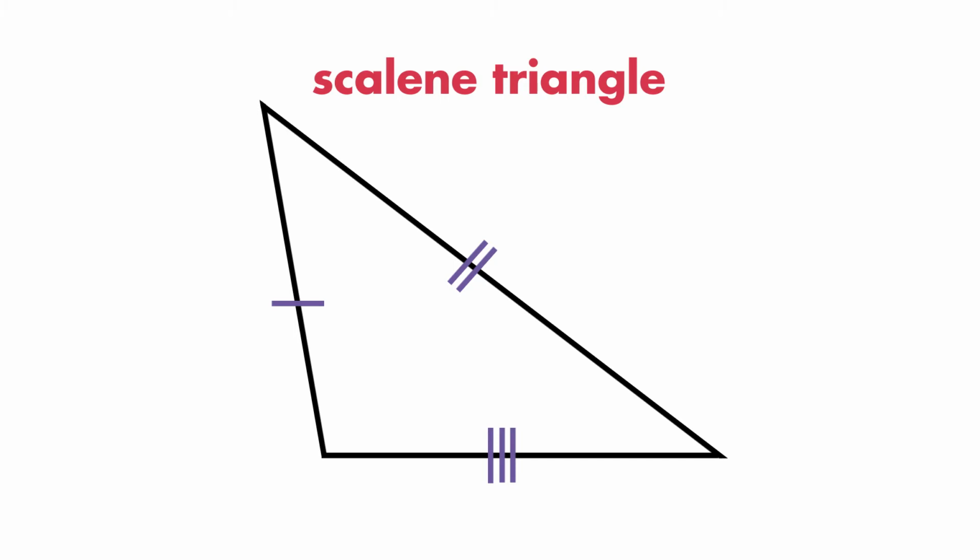All the angles are also different. Because there are different angles, there is one line on one angle, two lines on the second angle, and three lines on the third angle.